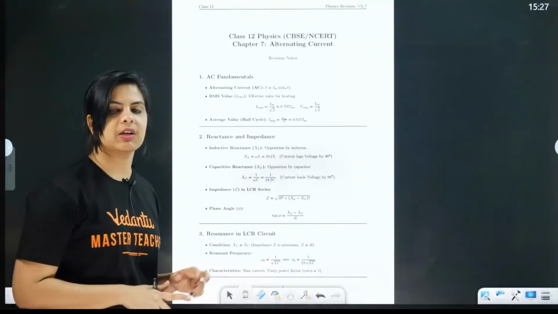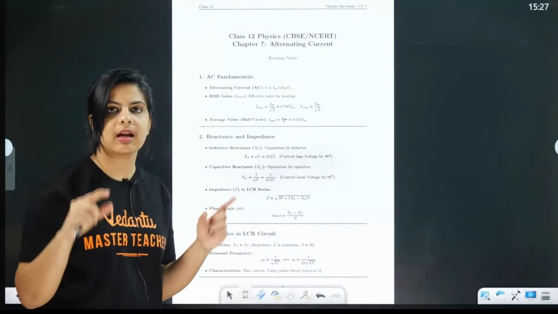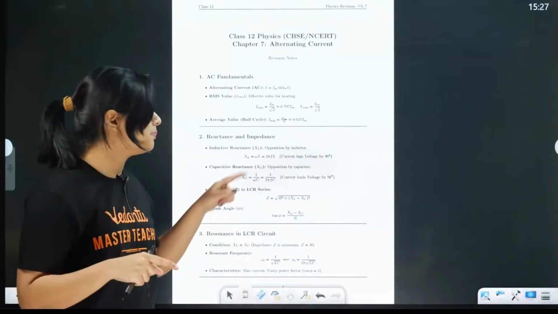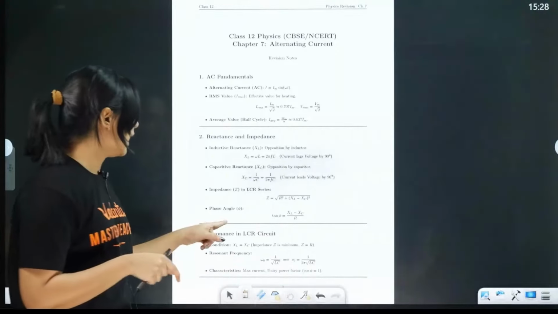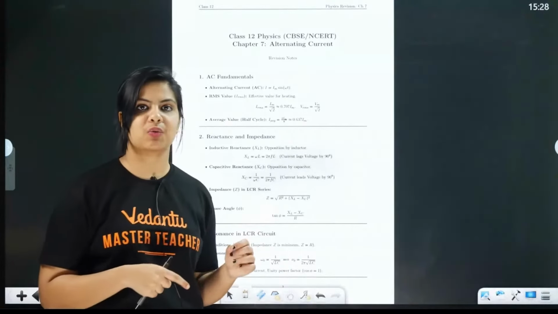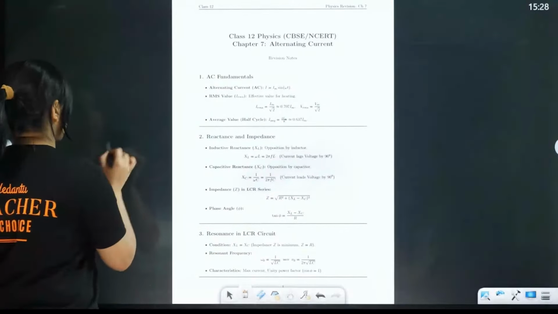Next is impedance. If you have a connected inductor, capacitor and resistor, that circuit's impedance is root of R square plus (XL minus XC) the whole square. And if you want the phase angle, we can go for (XL minus XC) divided by R. So now you should know the impedance triangle as well.